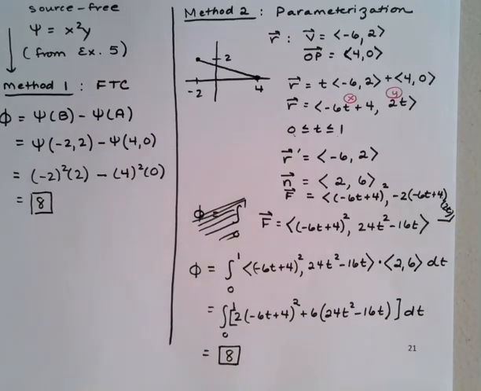All right, so there's the 2 different methods giving us the same solution. FTC coming up with the same solution as the original method for finding a flux integral. All right, let's try another example here.